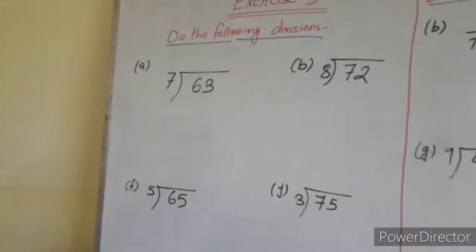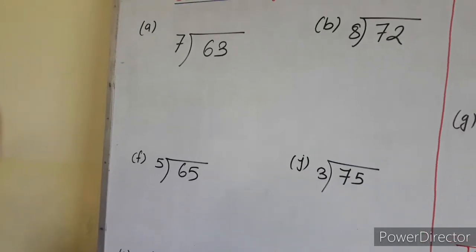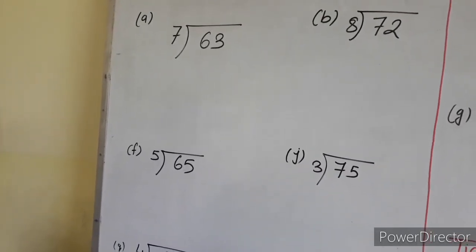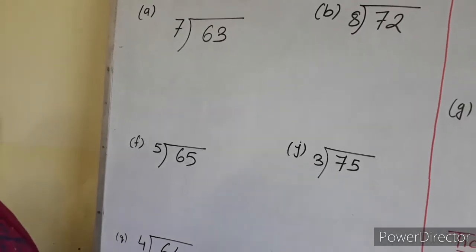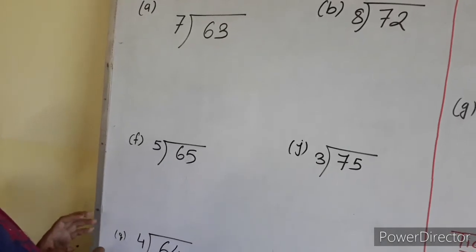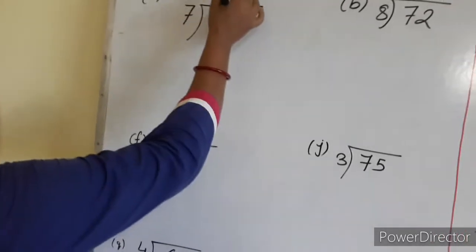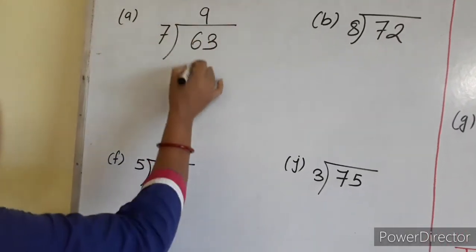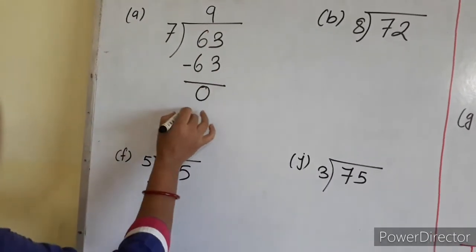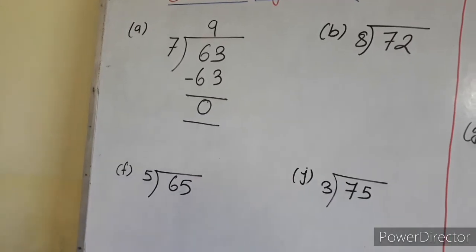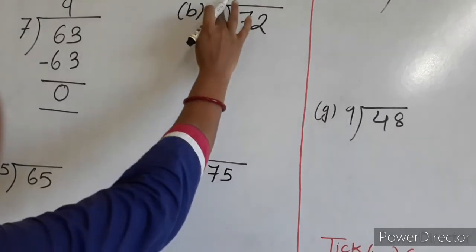Just remember the table of 7. 7 1 is 7, 7 2 is 14, 7 3 is 21, 7 4 is 28, 7 5 is 35, 7 6 is 42, 7 7 is 49, 7 8 is 56, 7 9 is 63. So here you can write 7 9 is 63, and 63 minus 63 will be 0, like this.